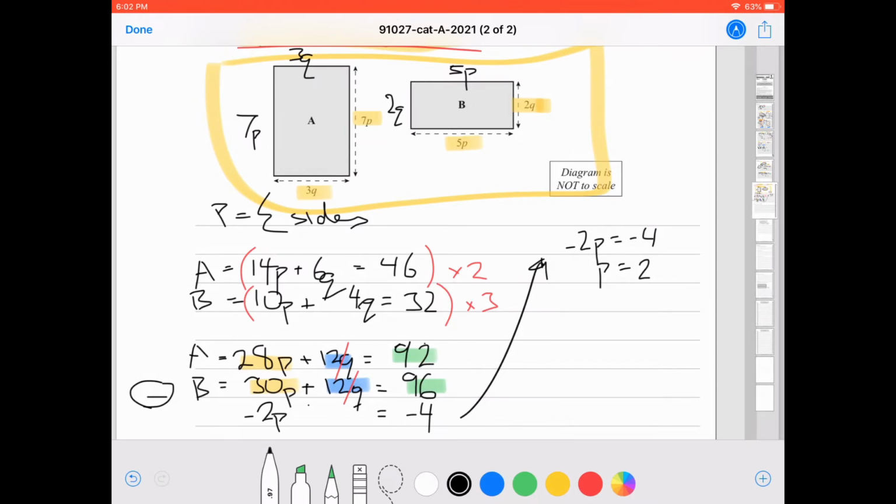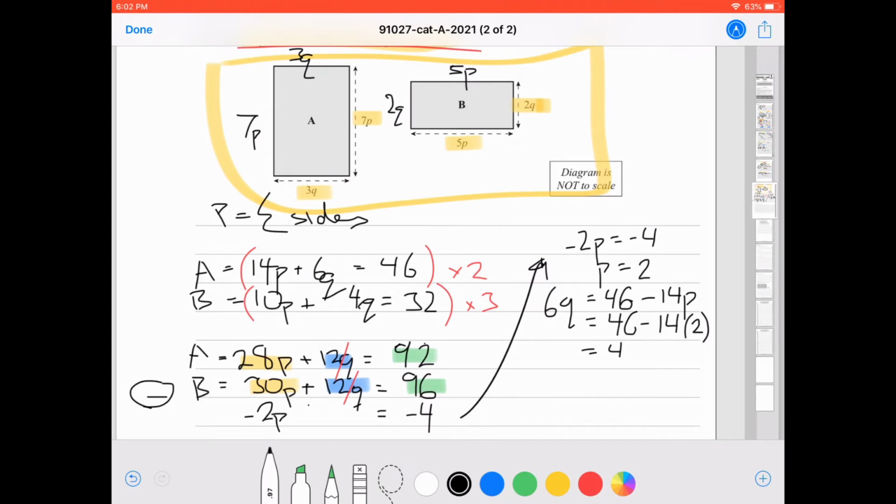Let's use our 14p plus 6q equals 46 equation, and let's make q the subject. 6q equals 46, and we'll take the 14p to the right-hand side, so it becomes minus 14p. Okay, so 6q equals 46 minus 14 times 2. It equals 46 minus 28.